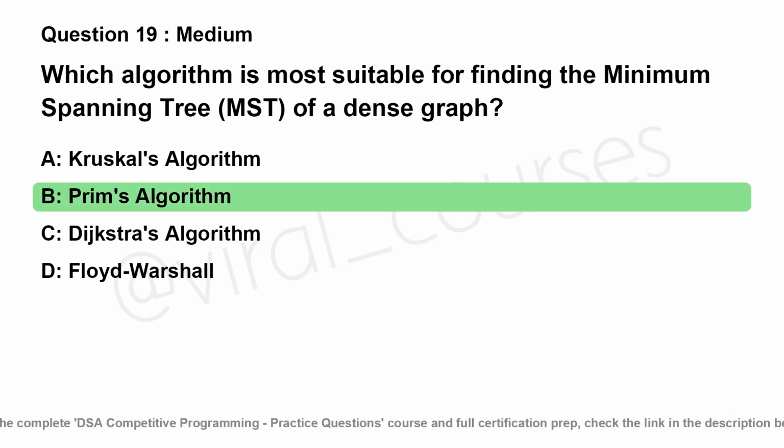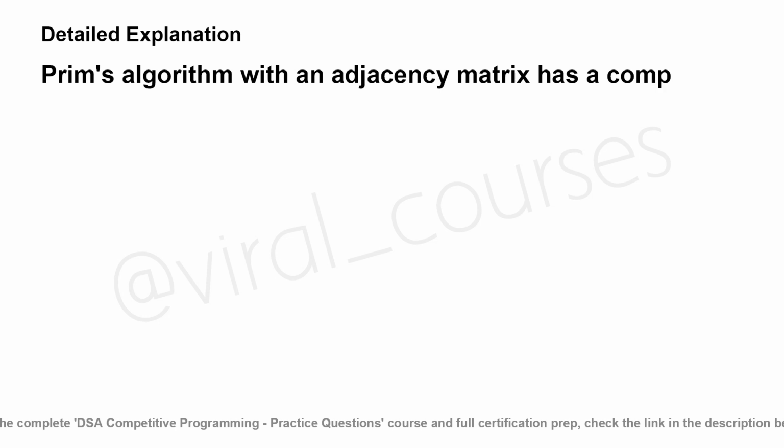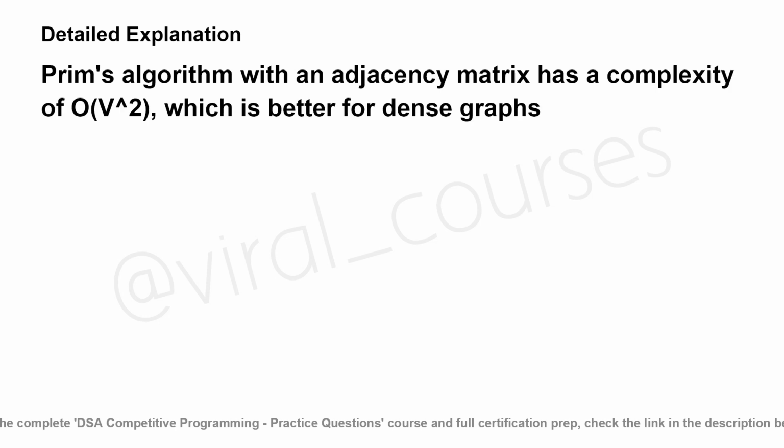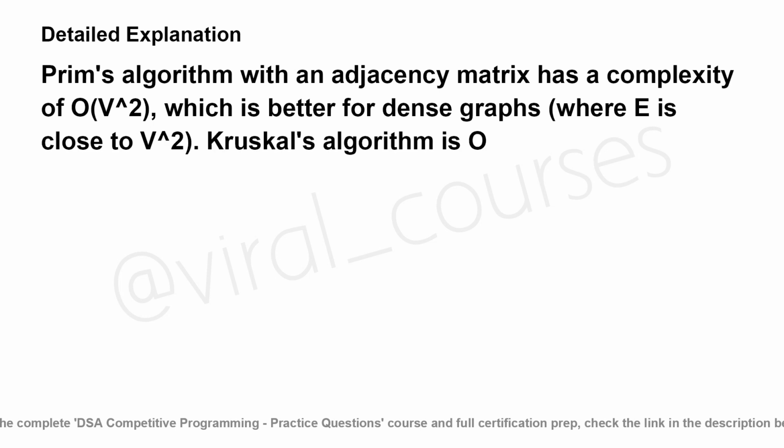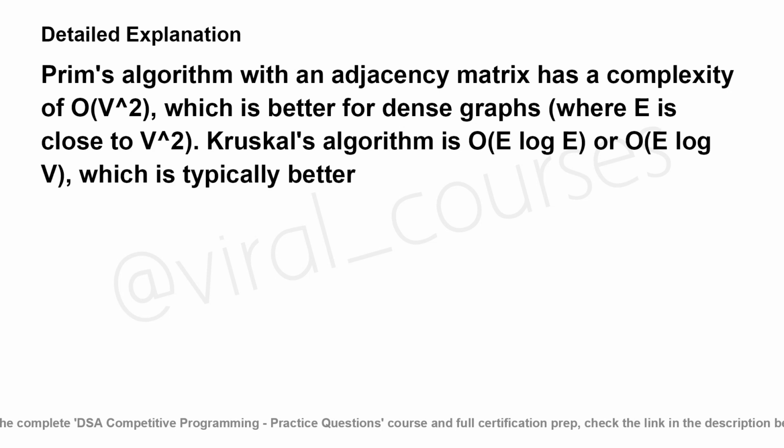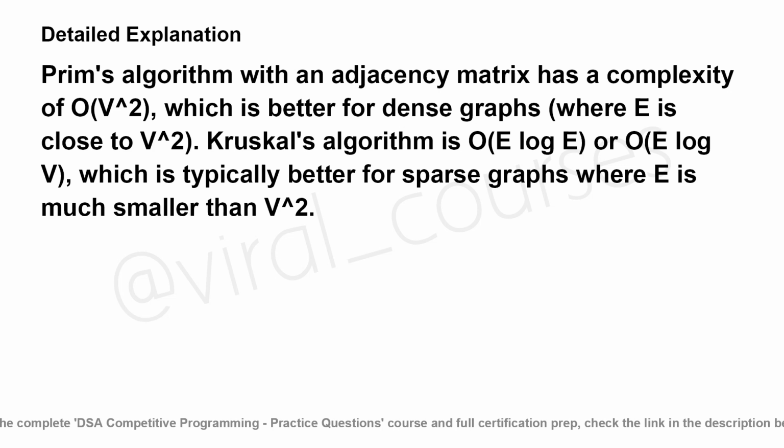The correct answer is B. Prim's algorithm with an adjacency matrix has a complexity of O(V^2), which is better for dense graphs, where E is close to V^2. Kruskal's algorithm is O(E log E), or O(E log V), which is typically better for sparse graphs where E is much smaller than V^2.